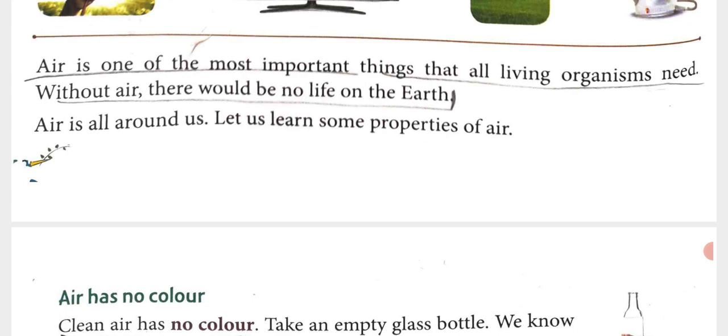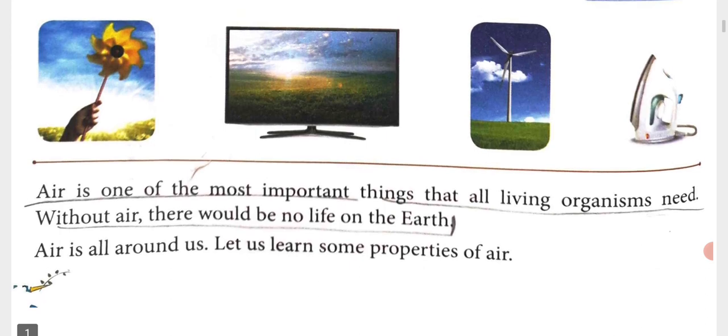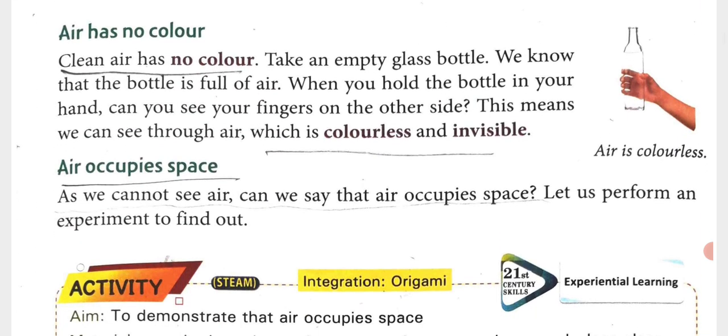Air is one of the most important things that all living organisms need. Without air, there would be no life on earth. Air is all around us. So let us learn some properties of air. You see that all living things require air. You have heard about oxygen. We need oxygen to survive. Without oxygen, without air, we cannot live. So let us learn about some properties of air.